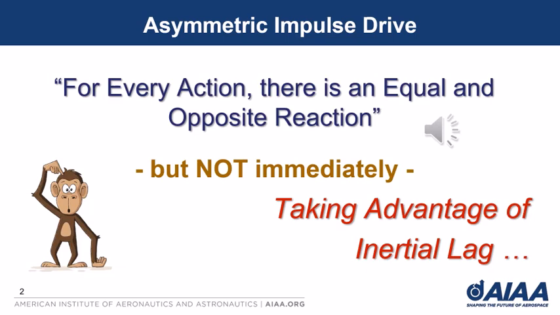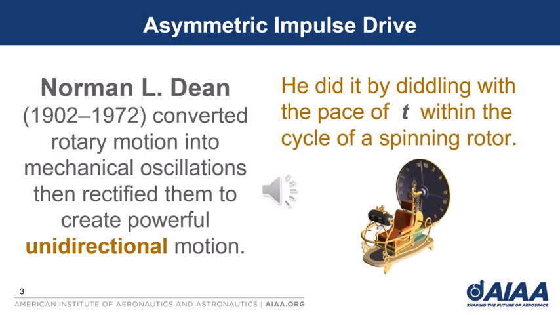For every action, there is an equal and opposite reaction, but not immediately. Take advantage of inertial lag. Norman Dean converted rotary motion into mechanical oscillations, then rectified them to create powerful unidirectional motion. He did it by diddling with the pace of t within the cycle of a spinning rotor.